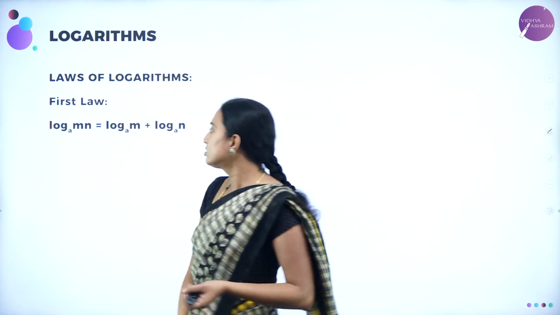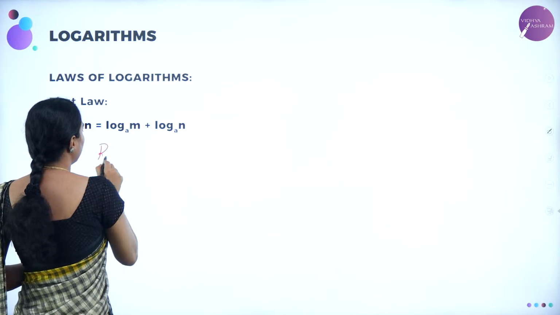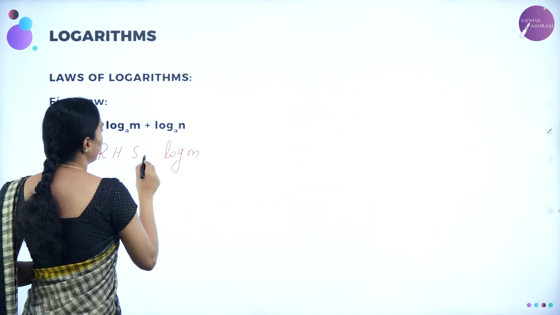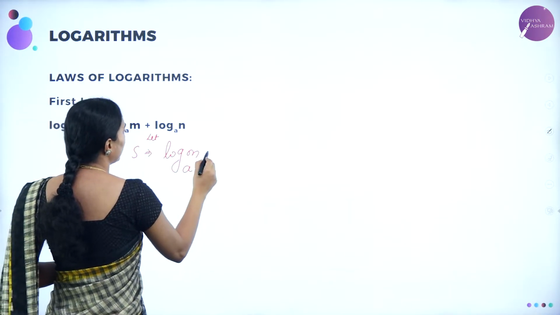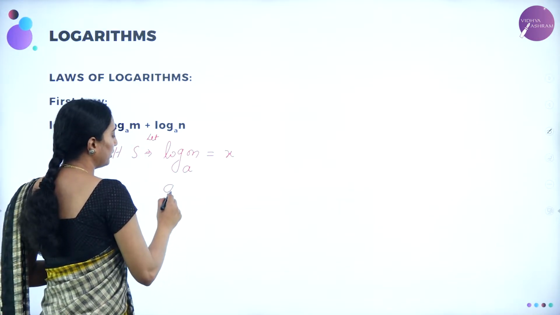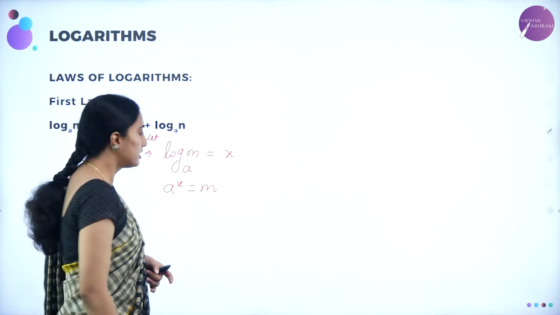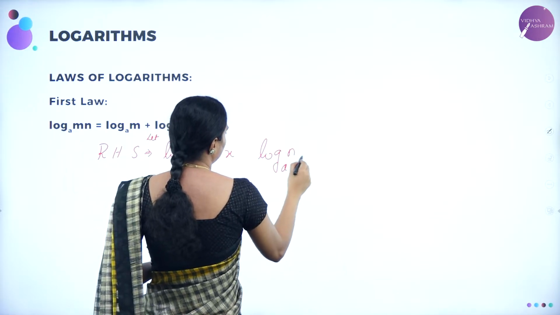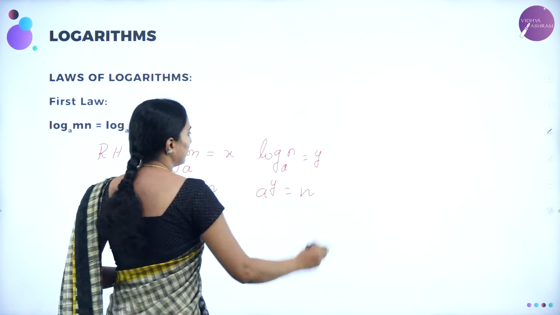Let me check here. I am going to take the right hand side. Log m to base a, let me define it as equal to x. Therefore, I can write it as a power x, according to the definition of logarithm. A power x is nothing but m, isn't it? Similarly, log n to base a is nothing but y. Therefore, a power y is nothing but n.